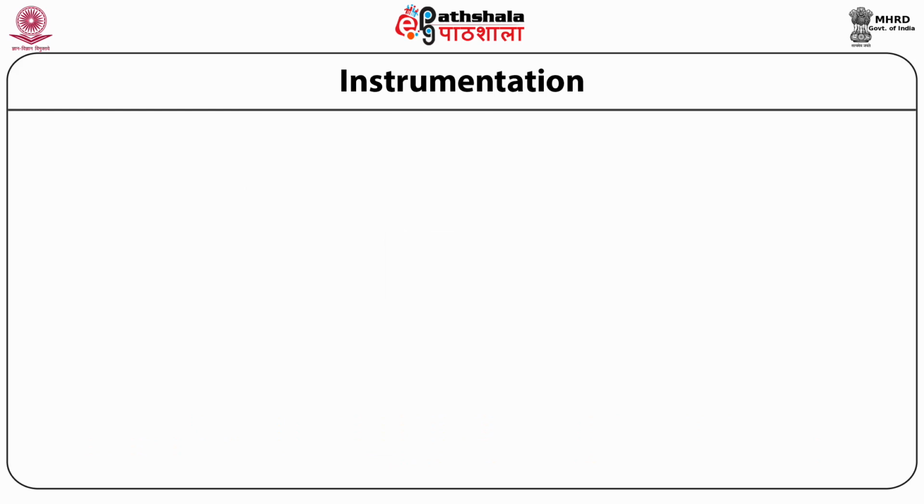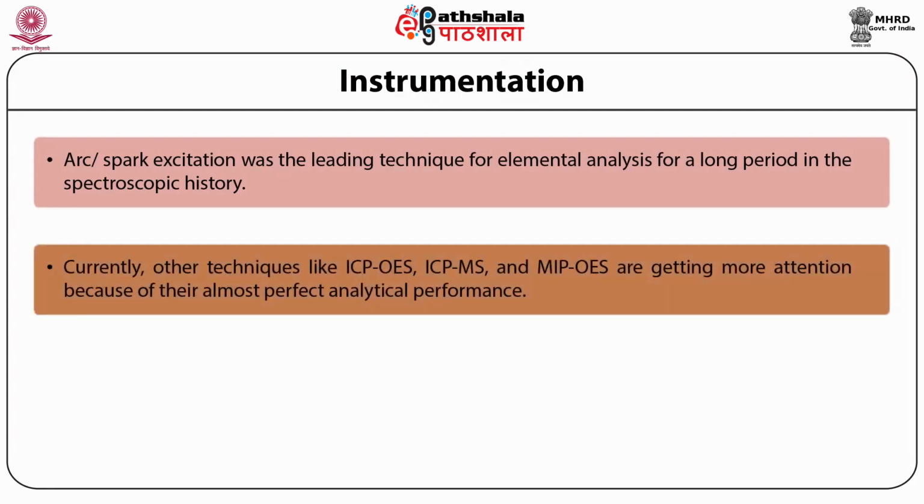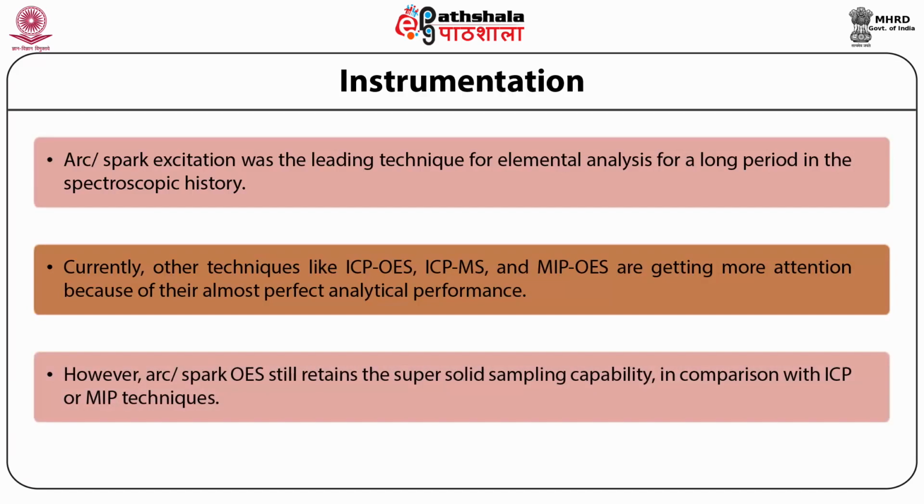Now coming to instrumentation, arc spark excitation was the leading technique for elemental analysis for a long period in spectroscopic history. Currently, other techniques like ICP optical emission spectroscopy, ICP mass spectrometry, and MIP-OES are getting more attention because of their superior analytical performance. However, arc spark OES still retains a superior solid sampling capability in comparison with other techniques.